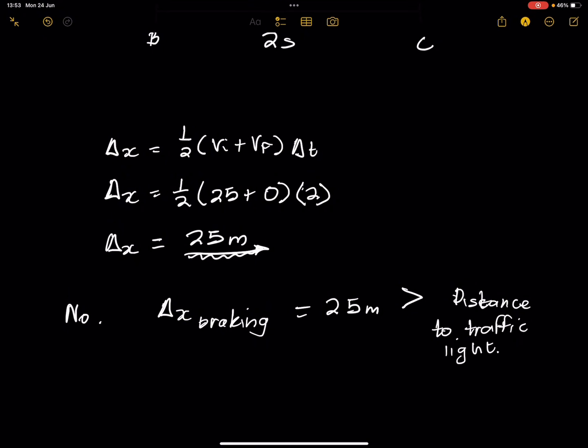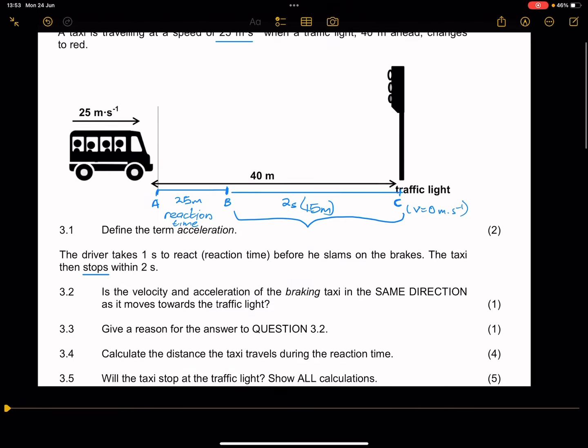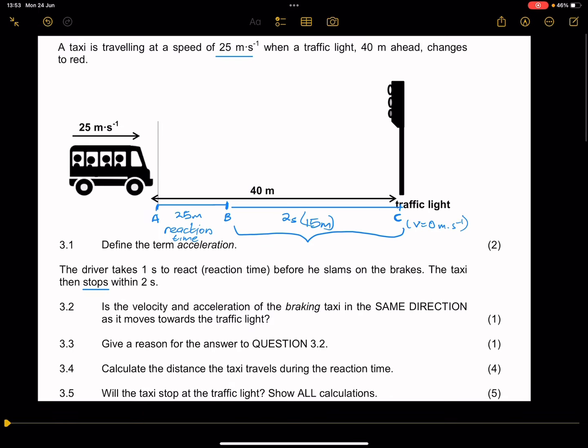All right, and really that is how we come to the end of this question. Right, I'm going to be doing some more questions on equations of motion. Please have a look at them.